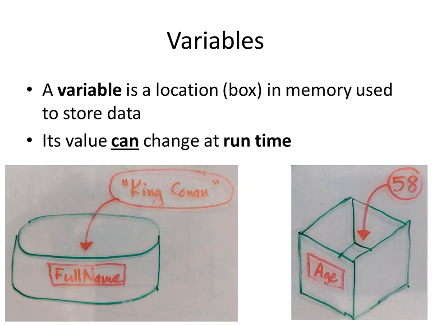And here you've got two diagrams. An example on the left is, let's say, a bathtub, and we call it full name. And inside we put King Conan. So if it was full of water and King Conan got in there, the bathtub would be the variable, or full name would be the variable, and then King Conan would be its contents. And the same if we had a box called age and we put 58 into it. If you asked what the contents of the box was, well, 58.